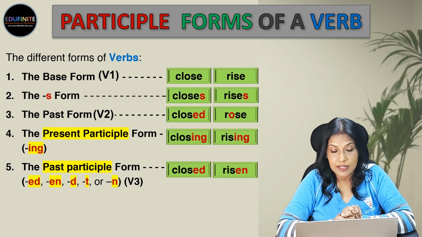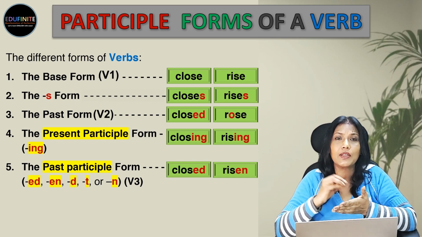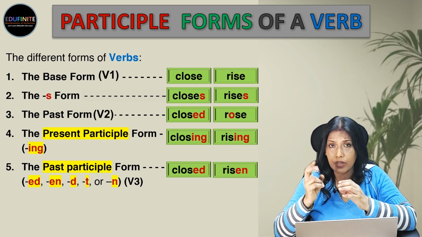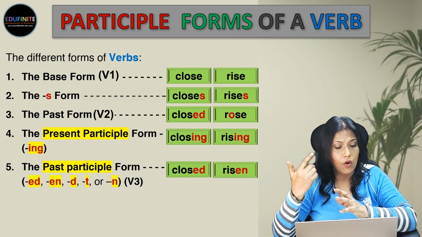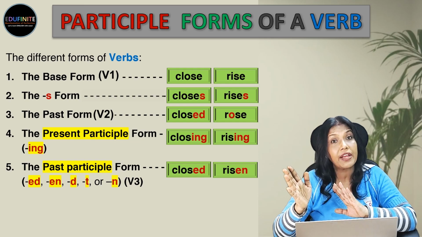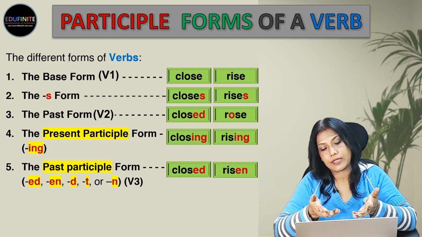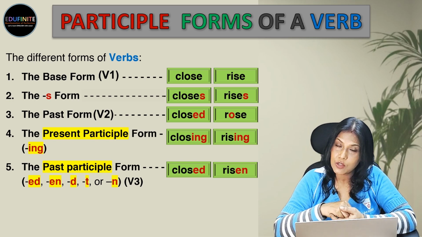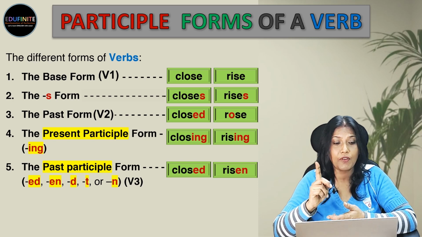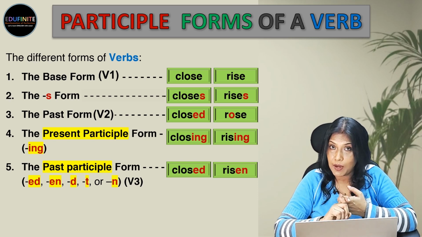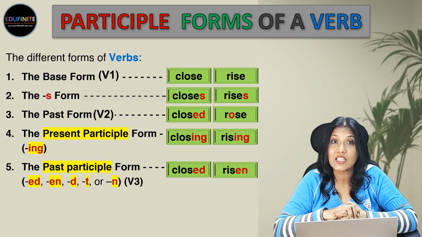So the past participle form, as I told you, if it's a regular verb, will have an ending of ed, or if it has an e at the end, so only d. If those are irregular verbs, it will end in en, or n, or t. So as close is a regular verb, its past participle form is also closed. And rise, the base form of the verb was rise. The past participle form, or the V3 form of rise, is risen.